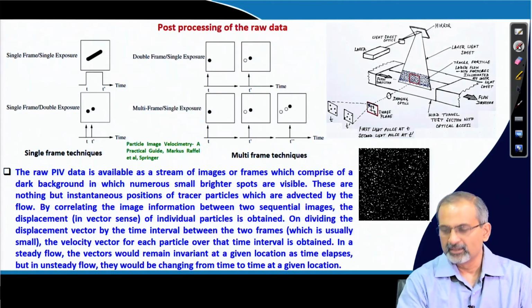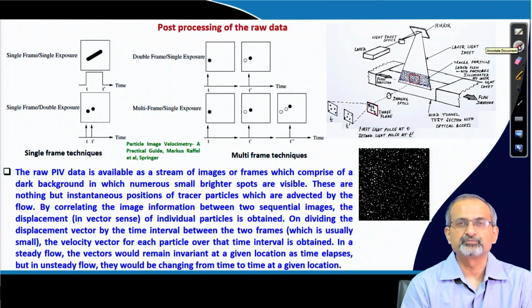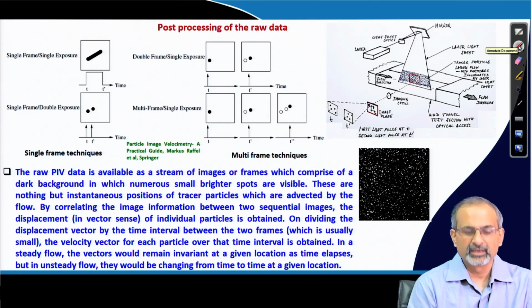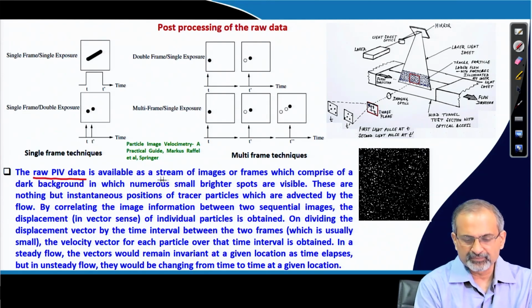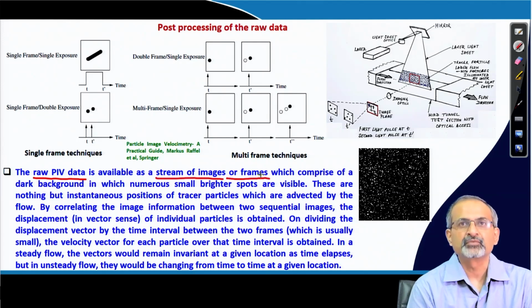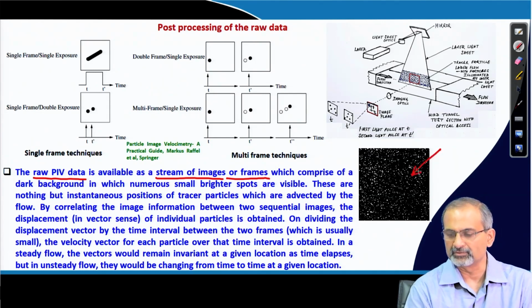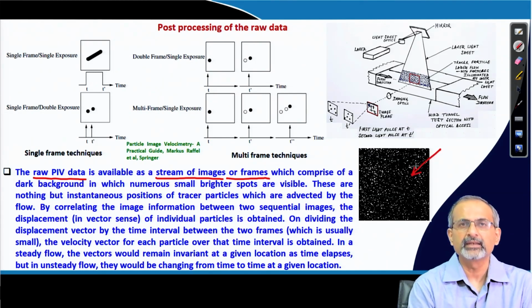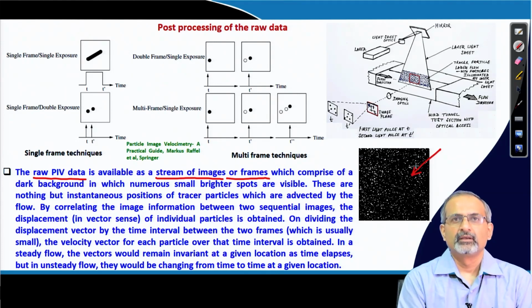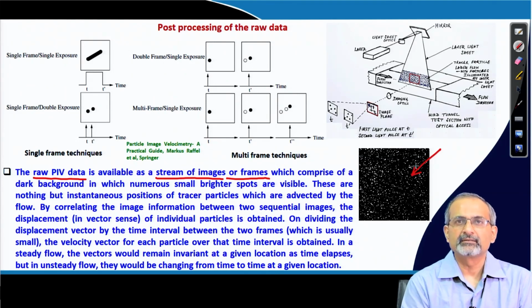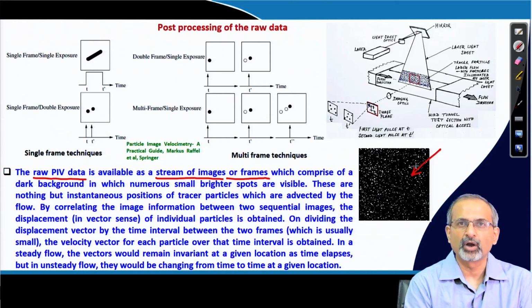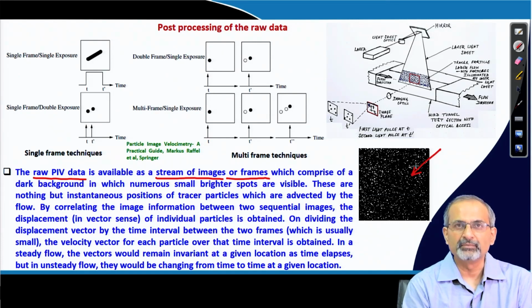Moving on next to post processing of the raw data. So, what do we mean by raw data? Essentially, raw PIV data is available as a stream of images or frames which comprise a dark background in which numerous small brighter spots are visible, like the one you see over here. And again, if you recall, in our earlier discussions we have said that the particle density should neither be too high nor too low. A medium density is what is preferred for PIV applications.